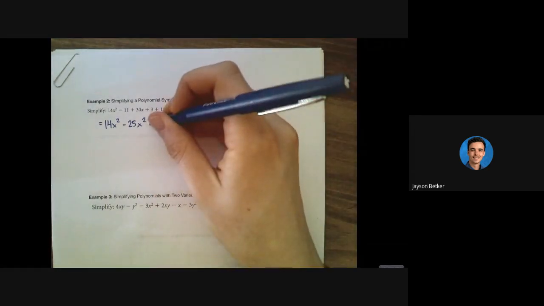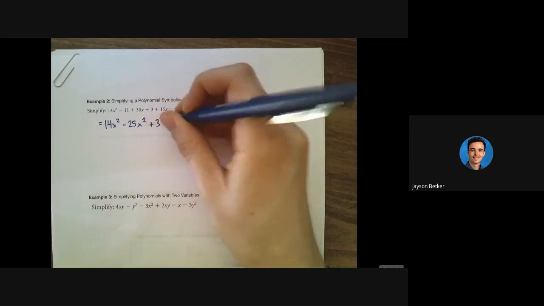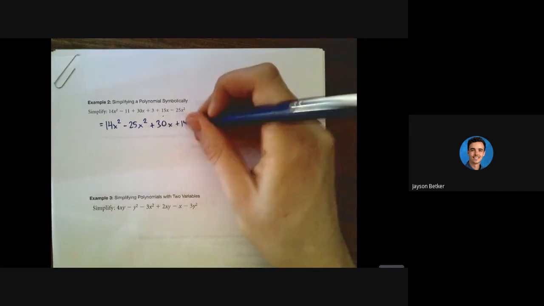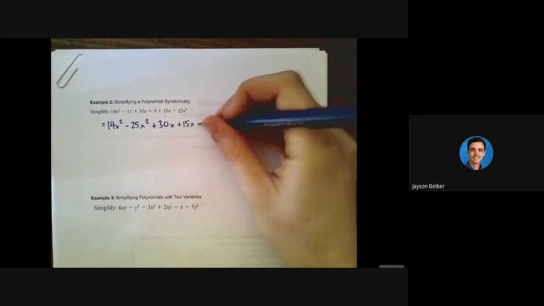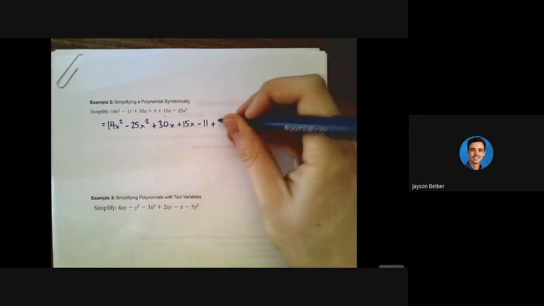And then let's group just the x's. So let's do the x's first. I always like to go in order of descending exponent values. So x squared first, then plus 30 plus 15x. And then our ones that don't have x's attached to them, negative 11 plus 3.